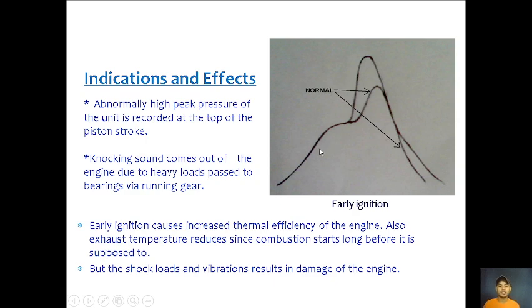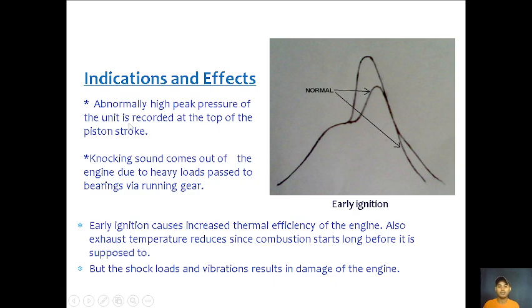Next, indication and effects. Abnormally high peak pressure of the unit is recorded at the top of the piston stroke. A knocking sound comes out of the engine due to heavy loads passed to bearings via running gear. Early ignition: as you can see, the normal line is here, and then there is an early injection, early ignition, so the pressure goes up. Early ignition causes increased thermal efficiency of the engine. Also, exhaust temperature reduces since combustion starts long before it is supposed to, but the shock loads and vibration result in damage to the engine. So it is also not good to have early ignition.